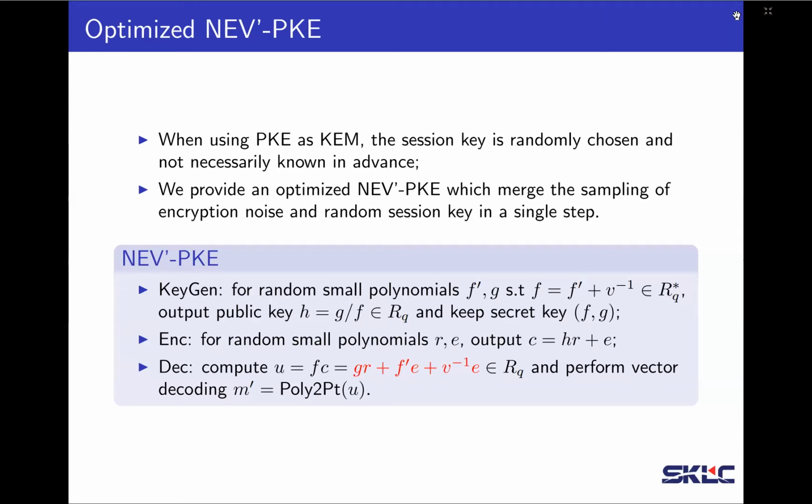Now we're going to optimize the RAM. Since when using PKE, M is actually randomly chosen and not necessarily going fast, we can merge the sampling of encryption noise and random session P in a single step. And we present the RAM for key generation. For random small polynomials, M frame, M equals to M frame plus the inverse of V is irrevocably uncubed, and the public key H as G over R, and the secret key G and R. For encryption, we output the ciphertext EC equals to HR plus D for random small polynomials of G, R and E. For decryption, we compute E equals to M plus C, and for convection, we put A for our M.